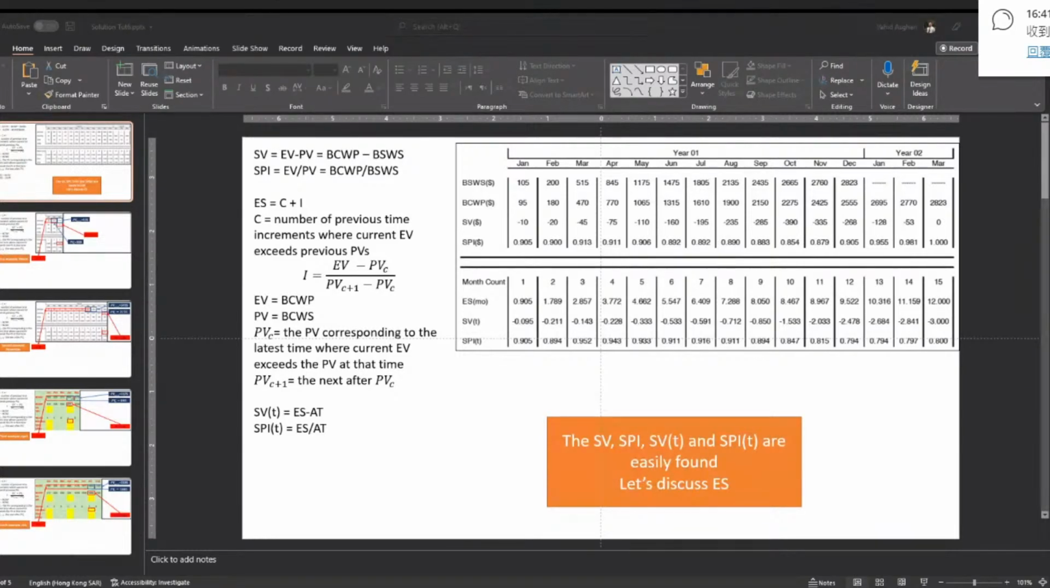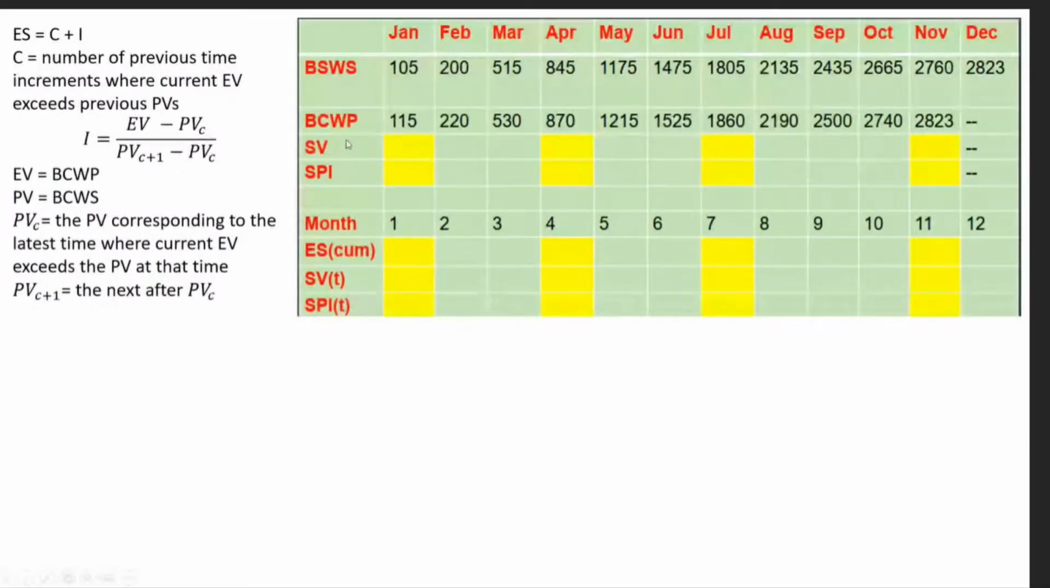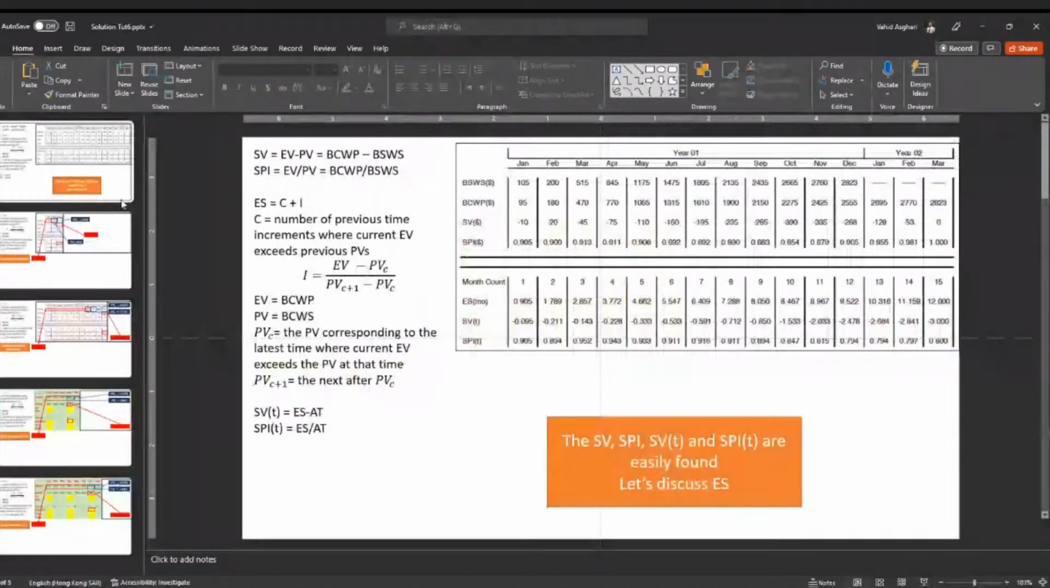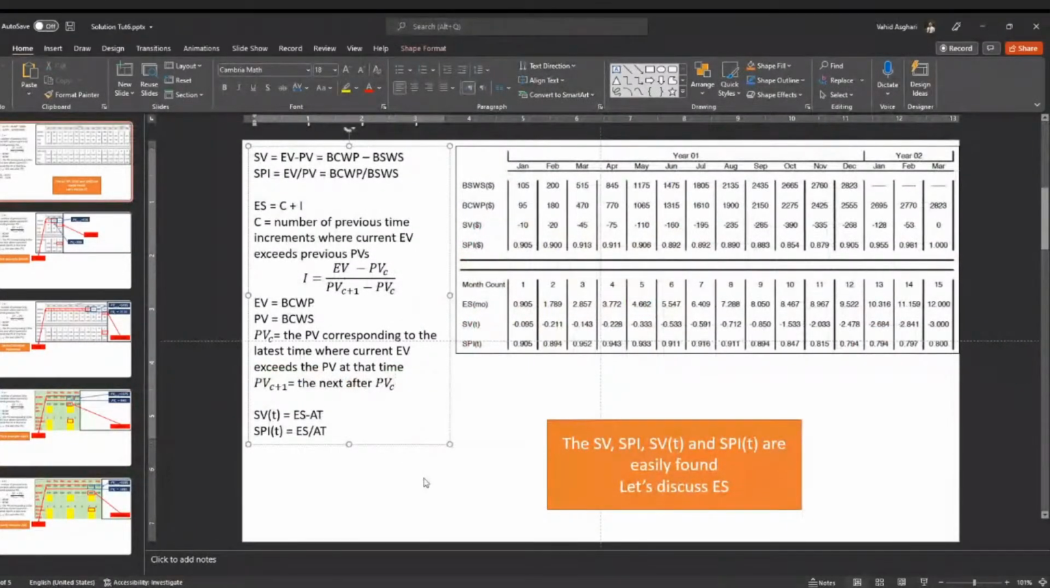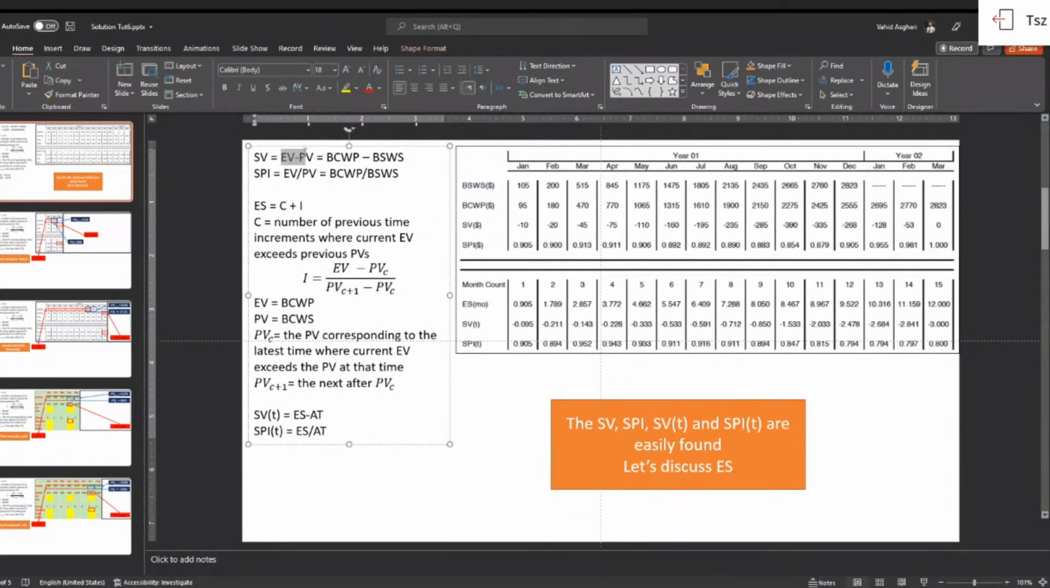So basically we had this table, and we wanted to find these yellow values: SV, SPI, ES, SV of T, SPI of T, and there were some hardships in understanding them. Yeah, I can also understand you. So let's talk about it. What is SV? SV was written in the slides as EV minus PV, right? Which is going to be BCWP, budgeted cost.